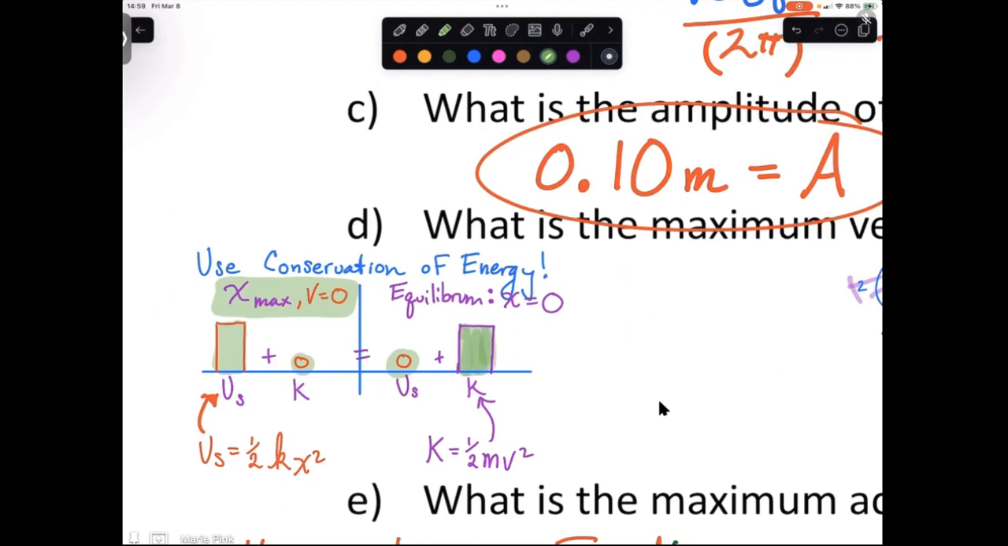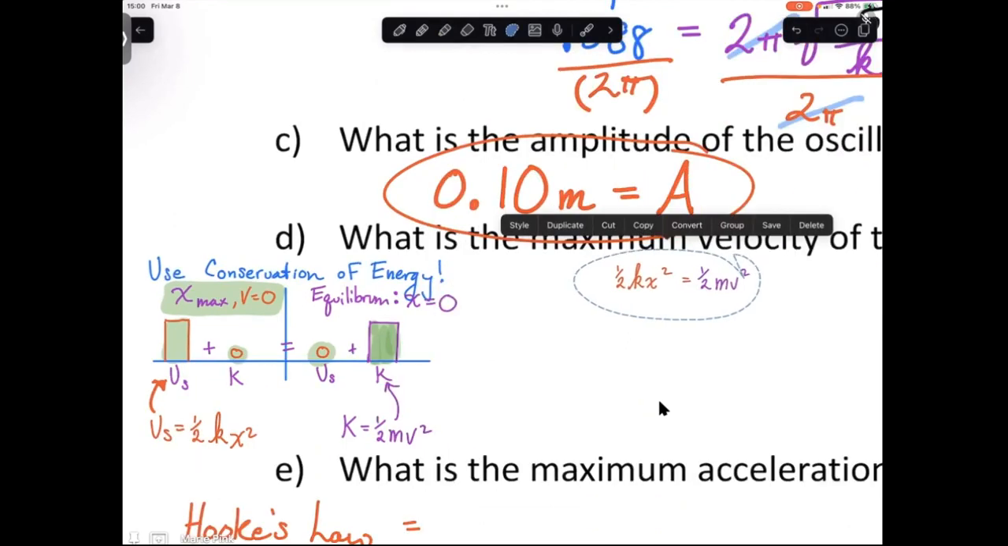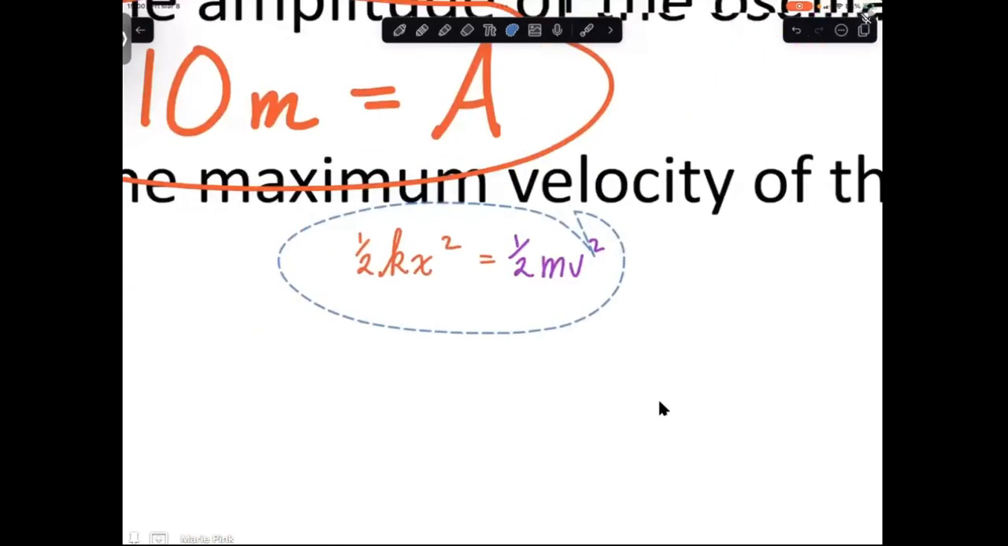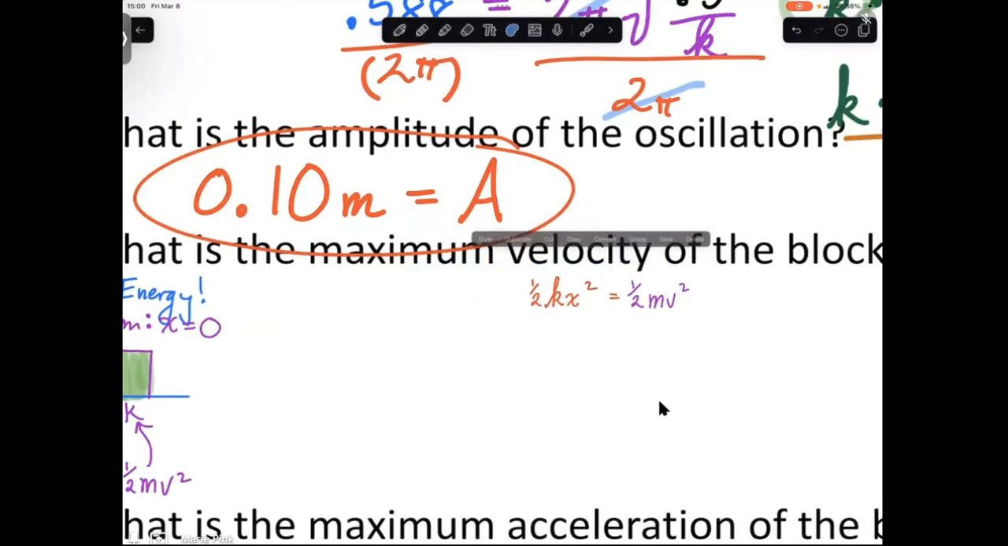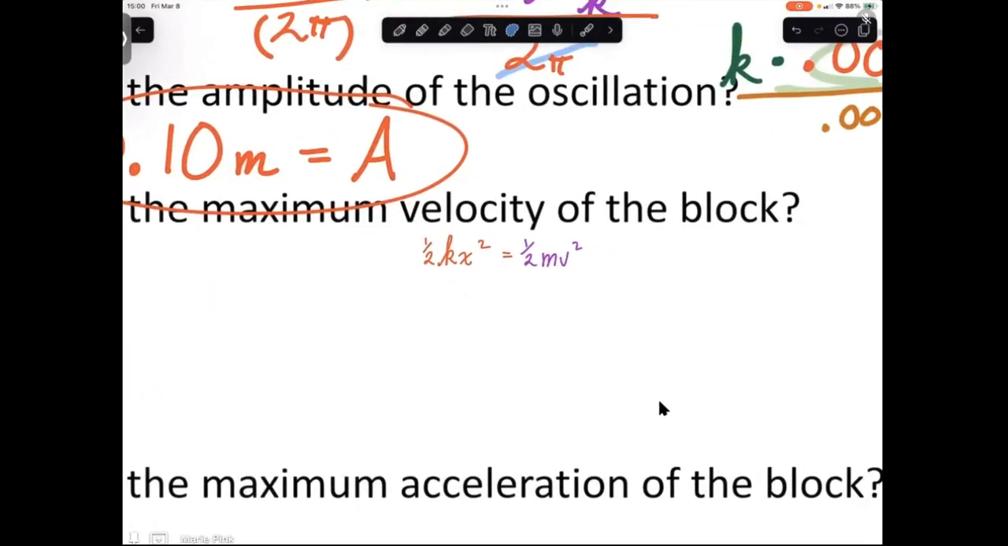All right, so once you have that, we're going to go ahead and plug it in. The only thing we have on the left side is spring potential energy, so that's 1/2 kx squared. On the right side, the only thing we have is kinetic energy, which is 1/2 mv squared. So I'm just going to set those two things equal to each other. The spring potential energy being when it's all spring, and the kinetic energy being at equilibrium where all the energy is in kinetic energy.